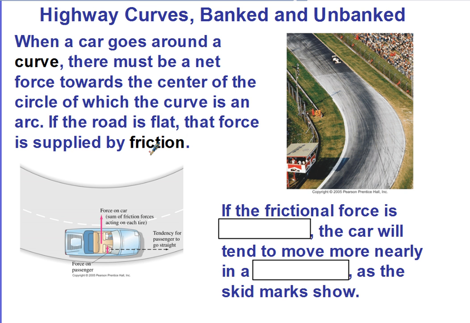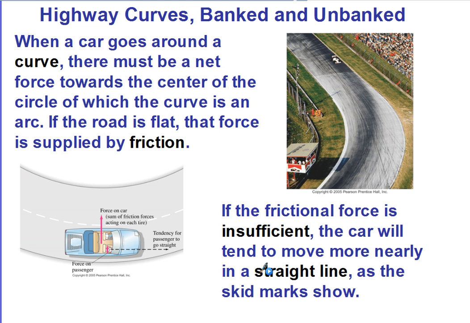If the road is flat, that force is, of course, supplied by friction. So friction is a pretty important force. It allows us to speed up, slow down, and turn. If the frictional force is insufficient, the car will tend to move nearly in a straight line, which is indicated by those skid marks that you see in the diagram to the right. So the car is attempting to make that turn.